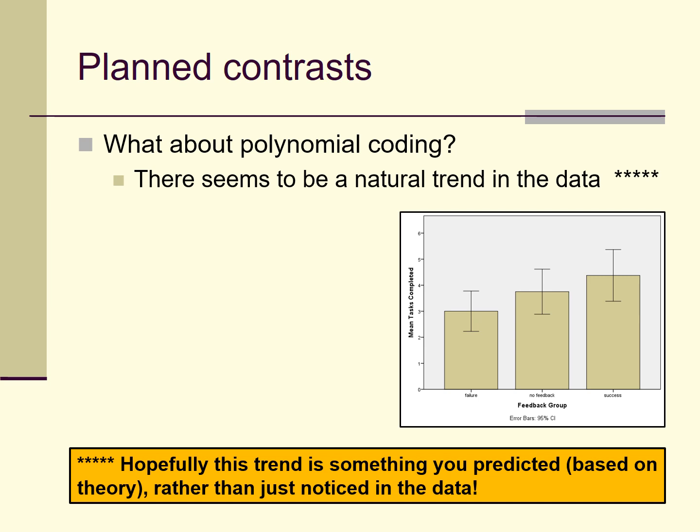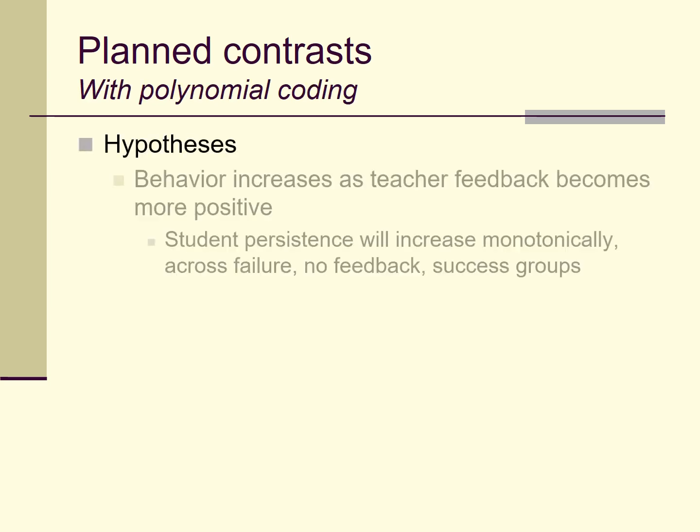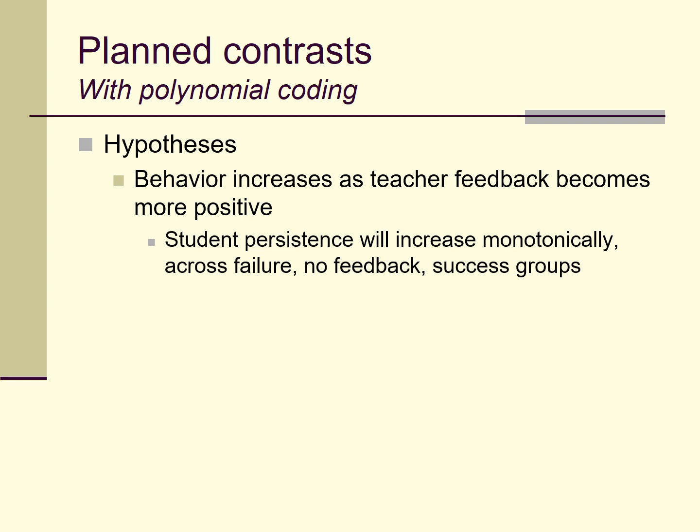Again, I'm going to throw in one of my little notes here. You should probably have some sort of a theory about a trend rather than just, hey, I looked at the data, it kind of looks linear, or hey, I looked at the data, it looks quadratic. But let's assume you had some reason to predict a linear trend here. Let's say you had some hypotheses. One is that behavior increases as teacher feedback becomes more positive.